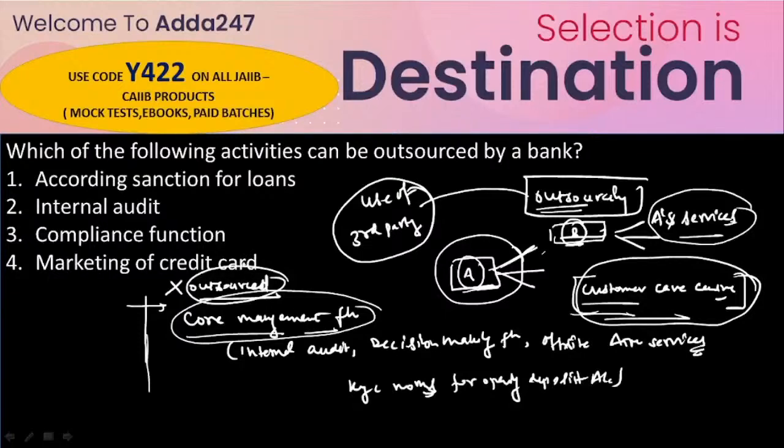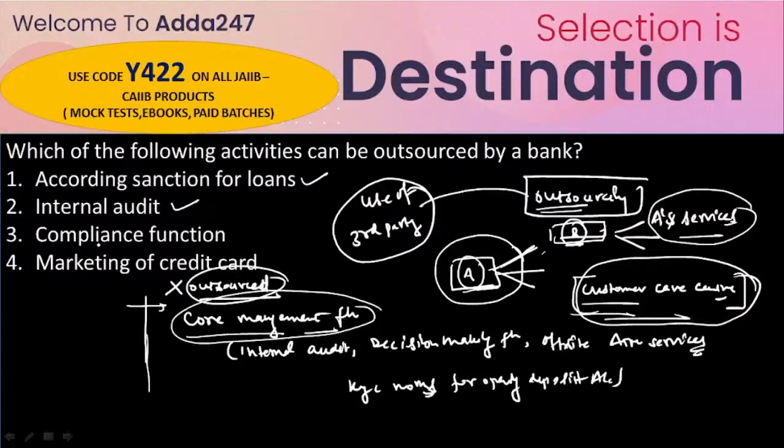In simple terms, internal audit cannot be outsourced, and the sanction of loans cannot be outsourced. That means in these types of functions, the bank cannot hire another company for functioning these functions.